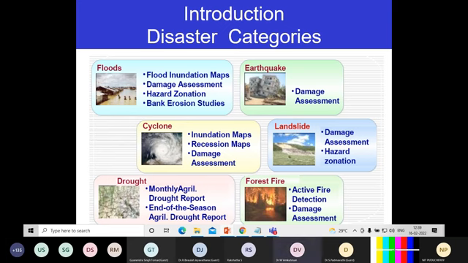Another important disaster is forest fire. What is the need for devices where people cannot enter? We can keep these devices there and capture the data, right? So in forest fire also, you can think of using IoT devices to predict the forest fire. So these are the various categories of disasters.